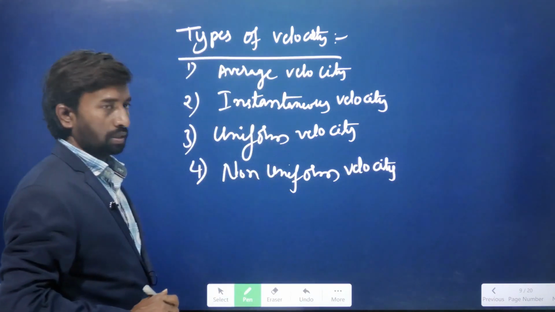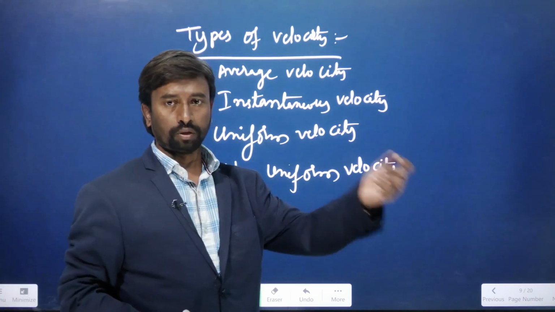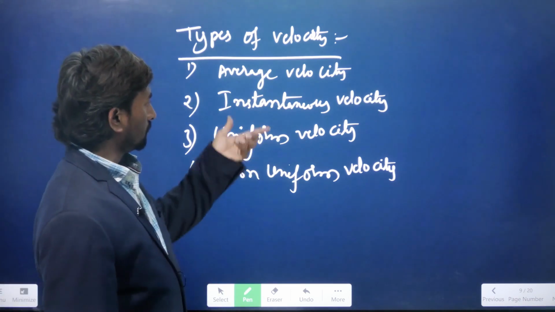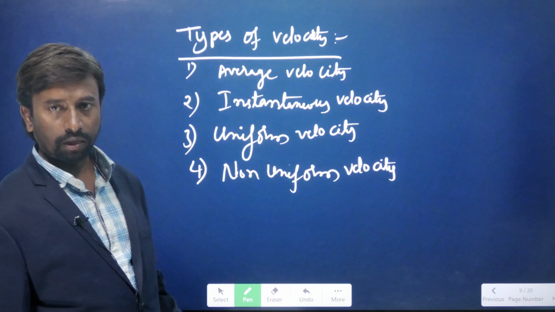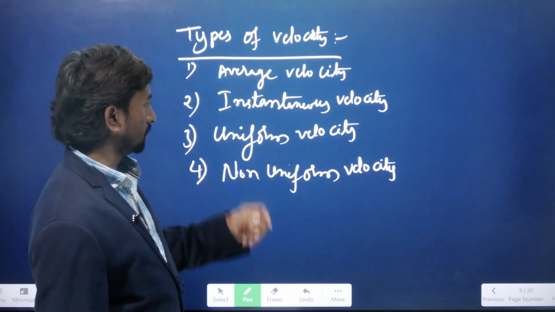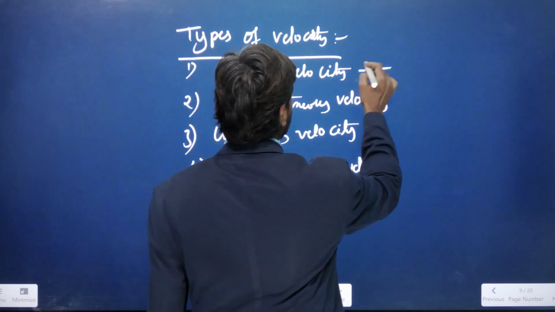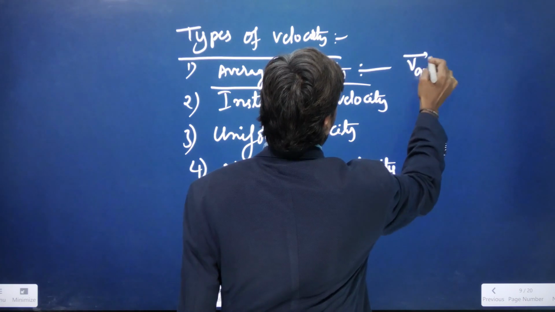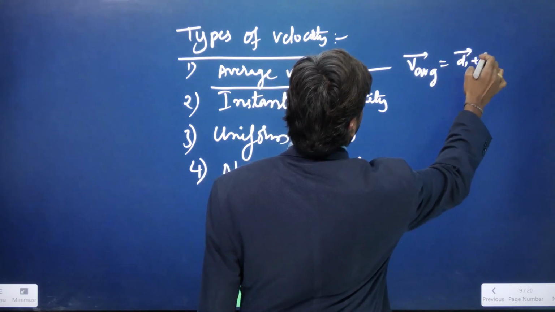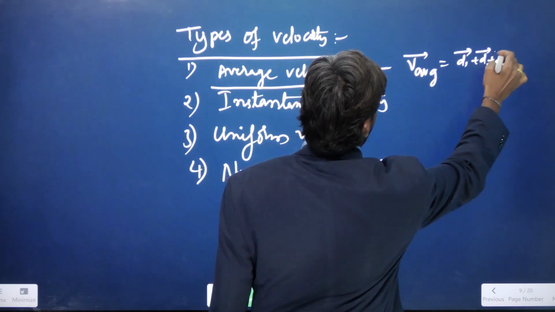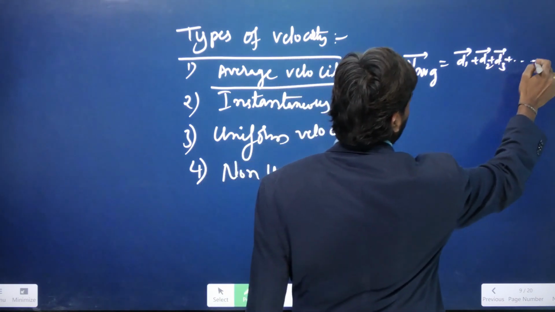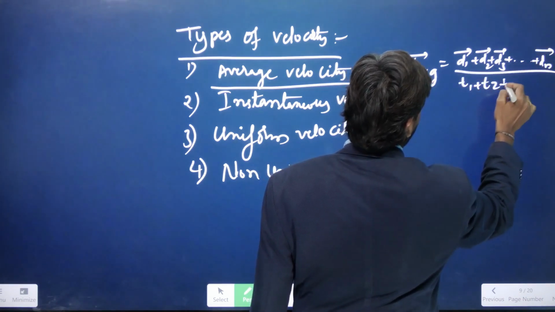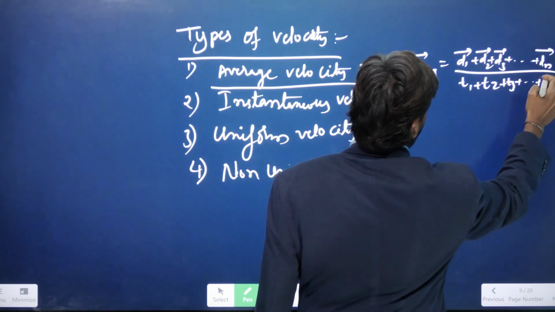Average velocity is the ratio of total displacement to the total time taken, and the instantaneous velocity is the velocity of a body at a particular instant of time. For average velocity, the formula can be given as: V_AB bar equals D1 bar plus D2 bar plus D3 bar and so on up to Dn bar, divided by T1 plus T2 plus T3 and so on up to Tn.